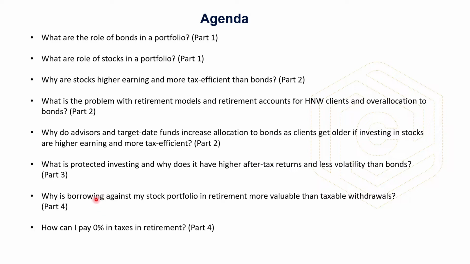So we'll talk about why this is a huge key advantage you should be using. Finally, we'll talk about how you can pay 0% in taxes in retirement. Again, this will be in part 4. So if you do have large gains and if you do want to use taxable withdrawals instead of borrowing, then you really should plan it, use proper financial planning, and take it out when you're at a 0% tax bracket. We'll talk about the importance of doing that later on.